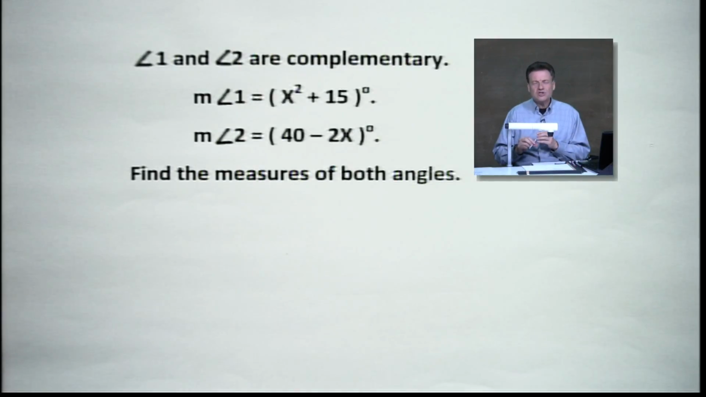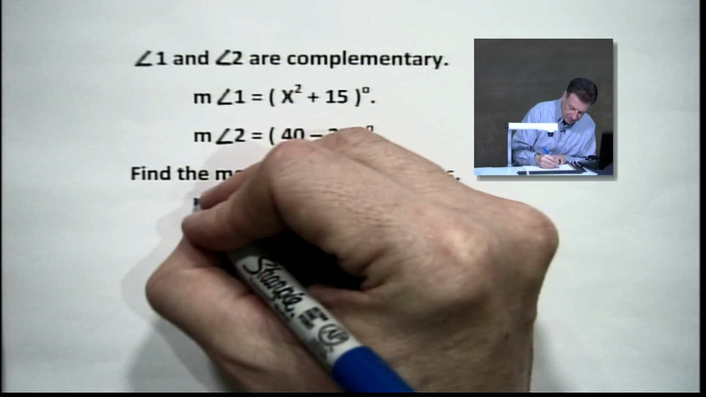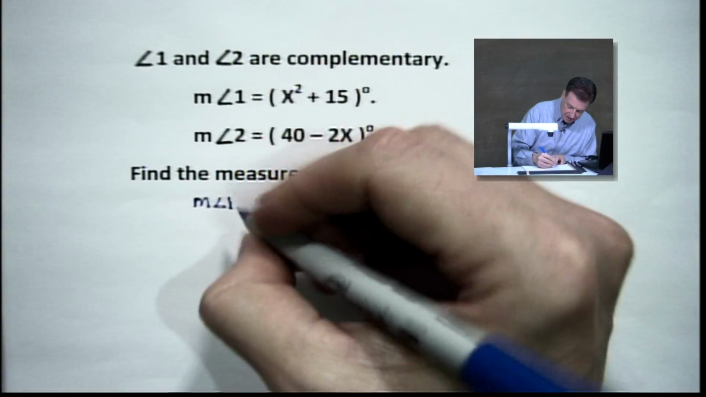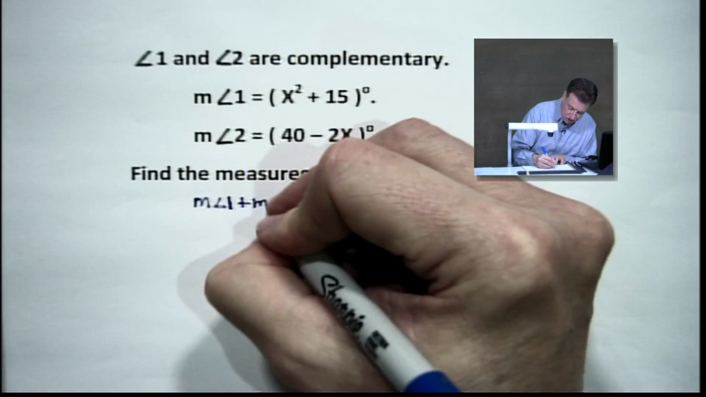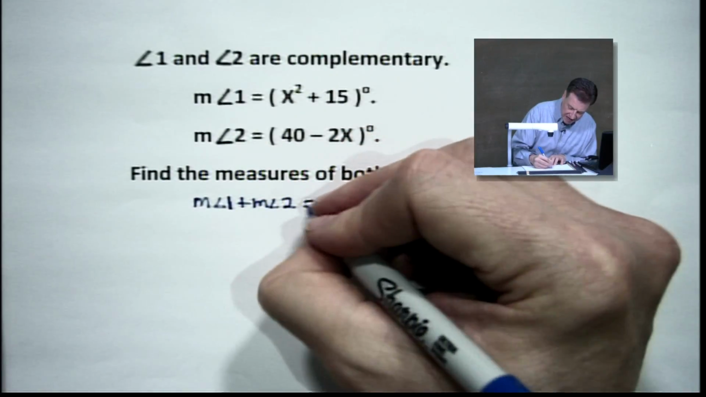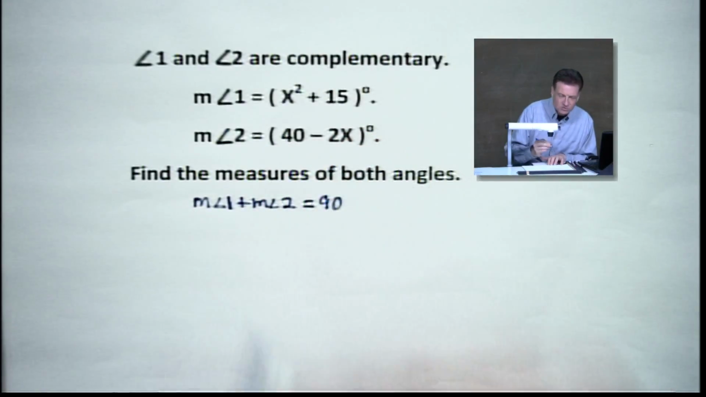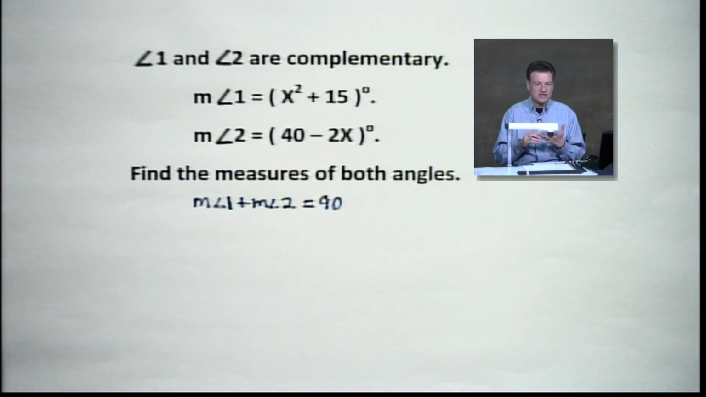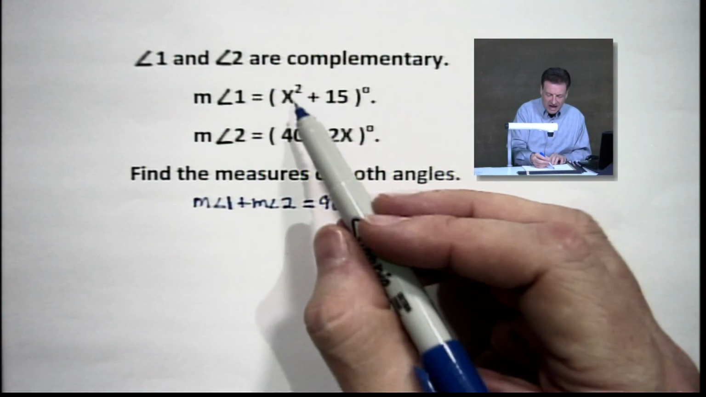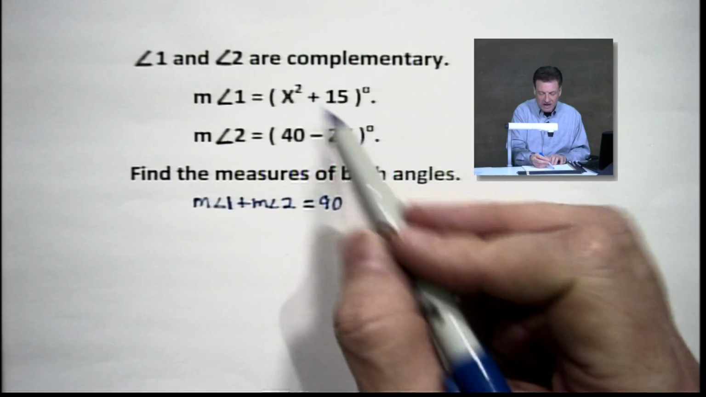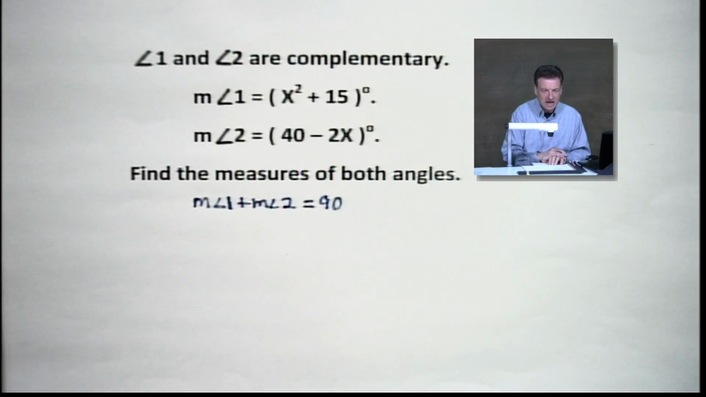Angle 1 and angle 2 are complementary. That tells me their measures are adding up to 90, all right? So that tells me right off the bat that measure of angle 1 plus measure of angle 2 equals 90. Notice that M, that's what that M stands for, is measures. But what we want to figure out is, well, not only what x is, but what happens when we replace it. All right, what happens when we replace it?